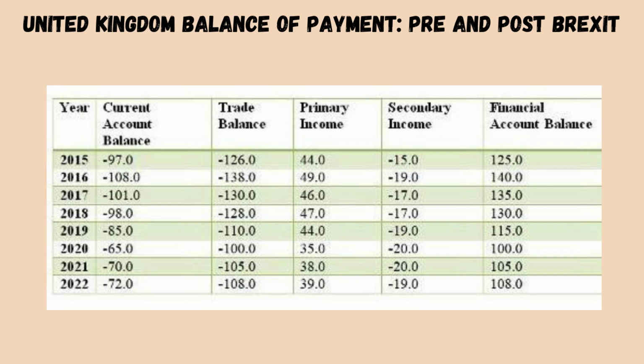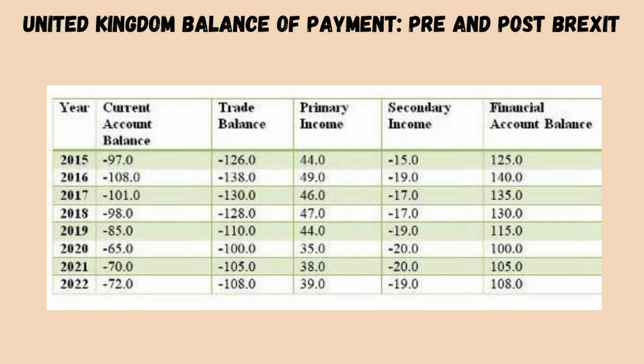So the highest current account deficit was in 2016 at negative 108 billion. This was likely due to a combination of factors, including a relatively high trade deficit in goods, which was negative 138 billion that year, as well as a lower primary income surplus of 49 billion compared to the previous year. The financial account balance was high at 140 billion, suggesting significant capital inflow helped finance the large current account deficit.